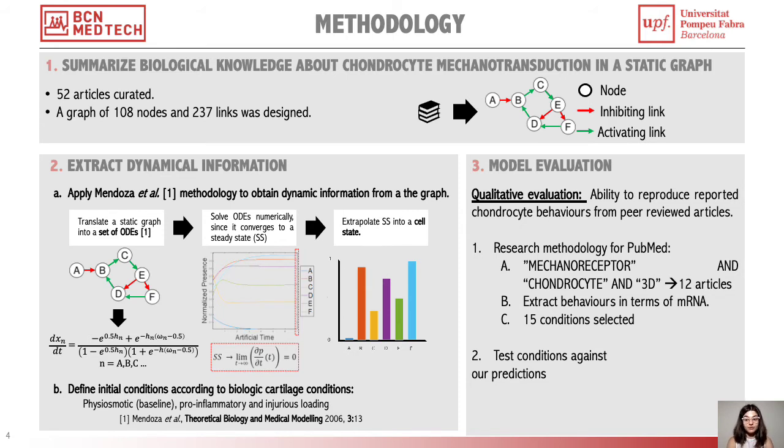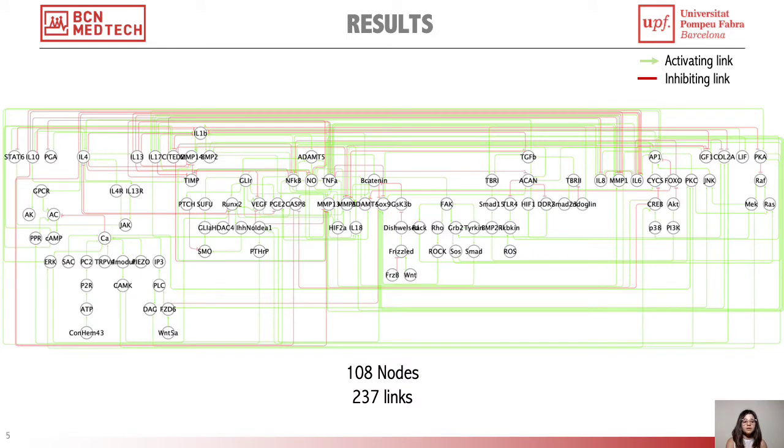We have tested three different initial conditions: a physiosmotic one, a pro-inflammatory environment, and a non-healthy mechanical initial condition. The steady state reached can then be extrapolated into cell states or cell phenotypes. Finally, the model is evaluated qualitatively because we don't have any experimental data available. So we have established a research strategy to look for peer-reviewed articles in PubMed. Then we have reproduced the conditions found with our model. Here the final static graph can be seen, with 108 nodes connected through 237 links.